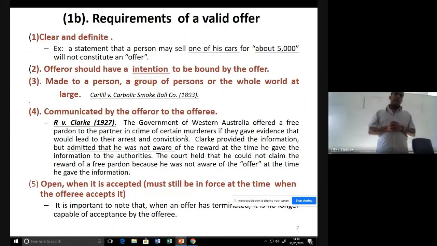Now the offer comes to an end within a reasonable time. What is the reasonable time is not mentioned anywhere, not decided. The court will decide. So that means Nimal can't wait another 2 years and come and say, okay, I will buy your car for 5 million. That is unreasonable. A reasonable time might be a few weeks maximum. Within a few weeks he has to accept my offer, otherwise I can say, okay, my offer is over.